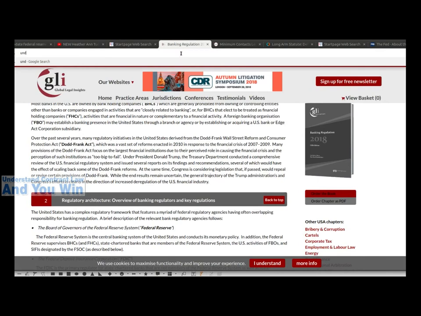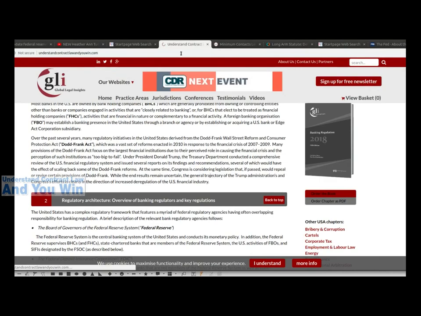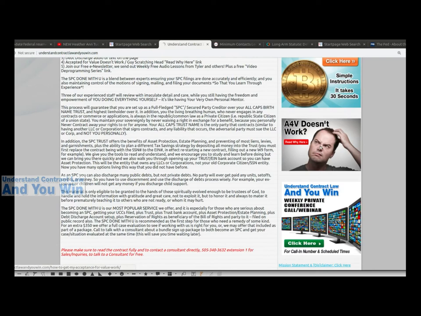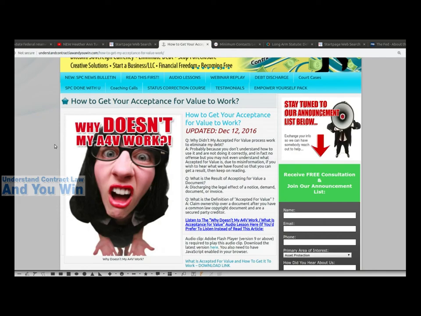Yes, I'll point it out and show it to you. I've got the page zoomed out a little on the right-hand side. Usually we have this little A4V doesn't work, read why here, guy scratching his head. Sometimes we have a different logo, we rotate the logo. Why doesn't my A4V work? So this was posted in December 2016. It's been up here for years.